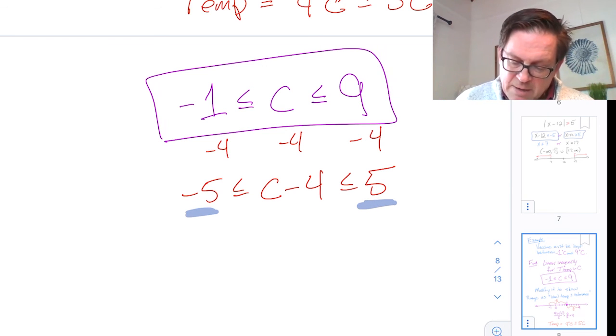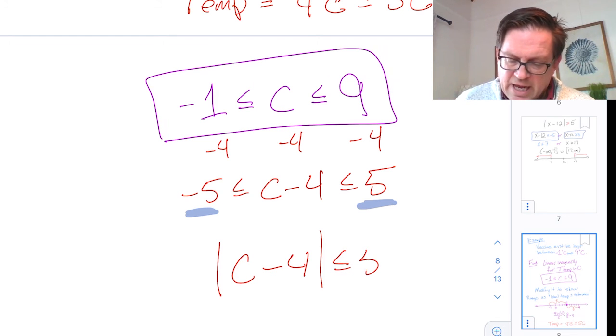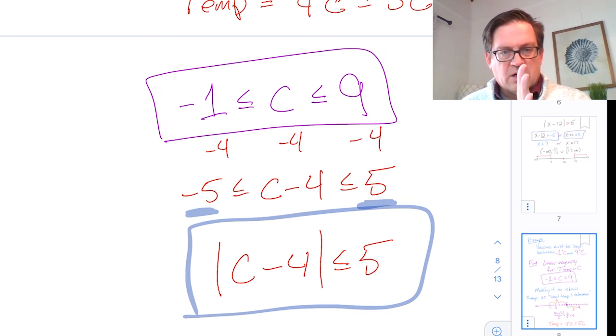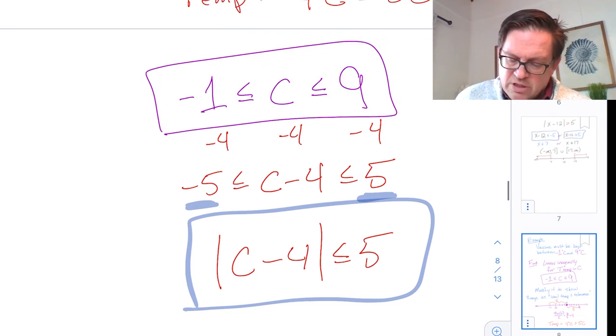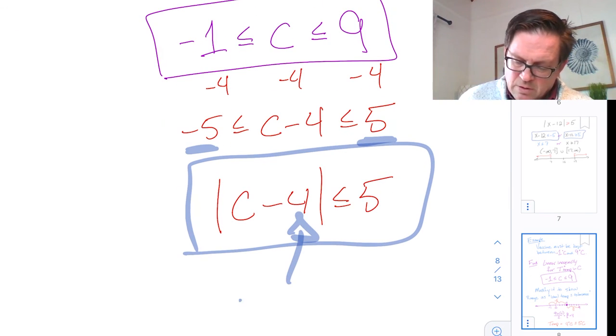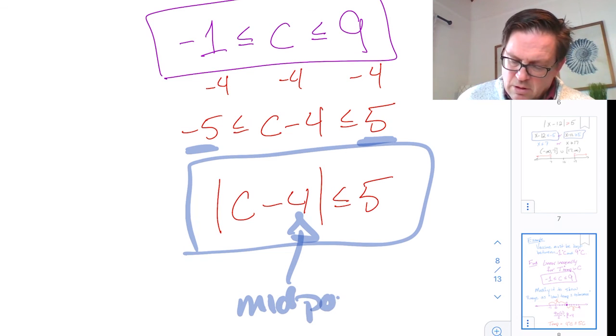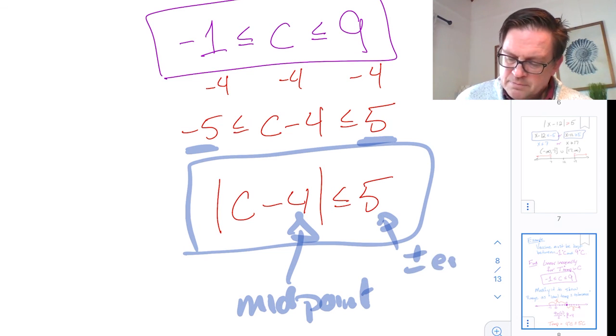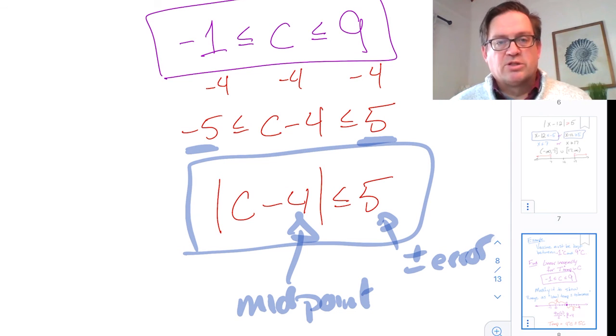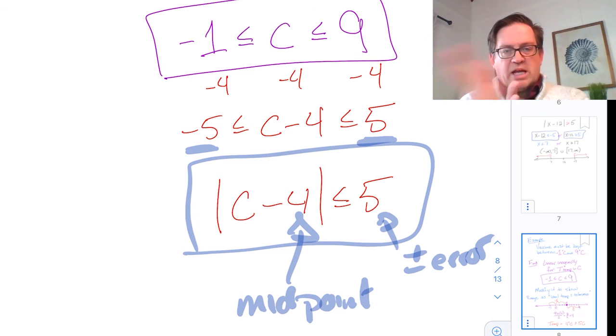And so that is set up to be the absolute value of C minus 4 is less than 5. You want to think about 4 as the center, the midpoint, and this 5 is the plus or minus. In the book, they call it the tolerance or the error. So you want to be within that range, centered at 4, up 5 or down 5. And you can set up an inequality like that as an absolute value in lots and lots of cases.